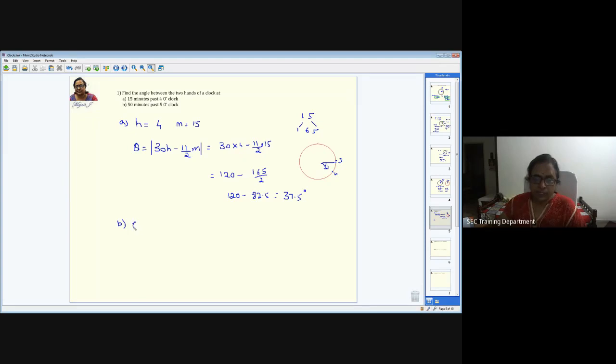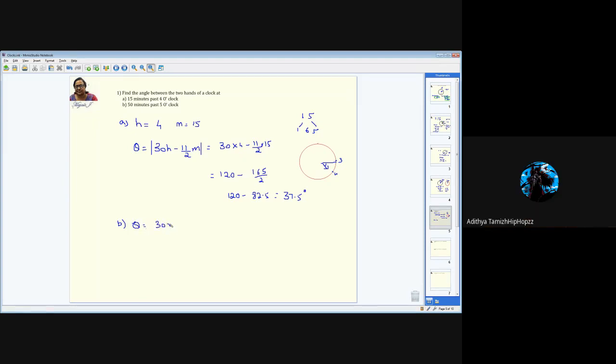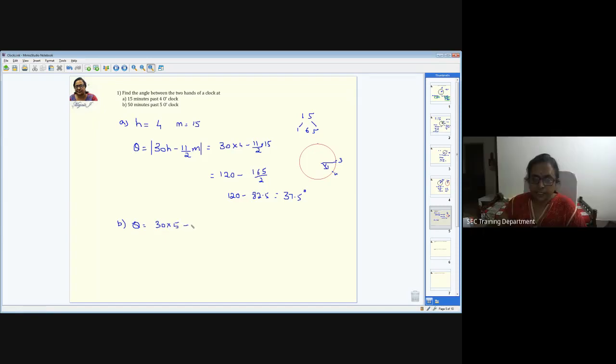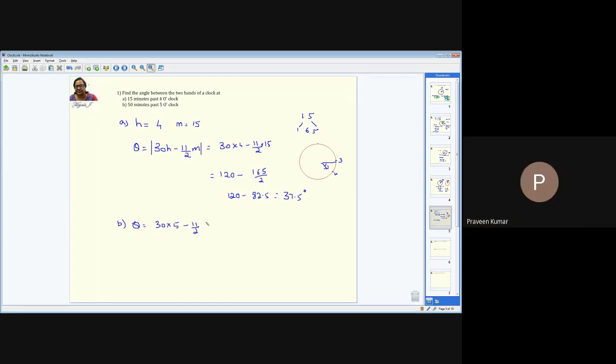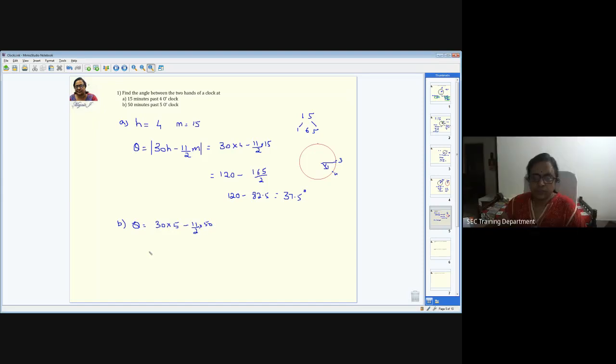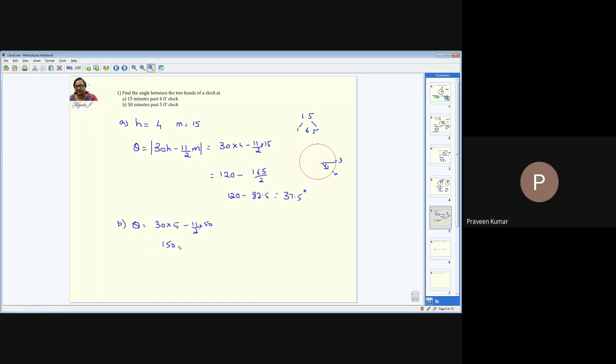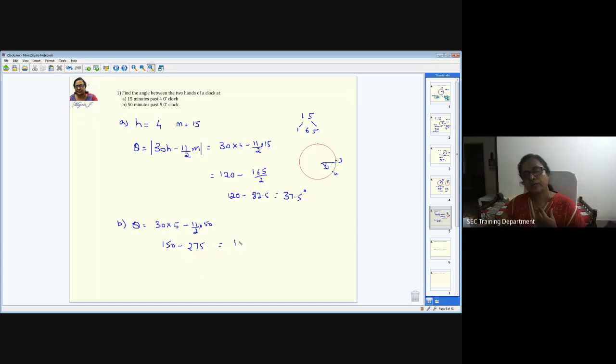Apply the same thing in the formula. Theta is equal to 30 into 5, minus 11 by 2 into 50. What is it? 150 minus, this is how much? 25 into 11 is 275. What's the answer? 125. And it's going to be positive.